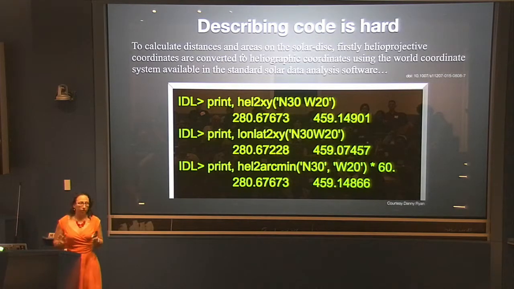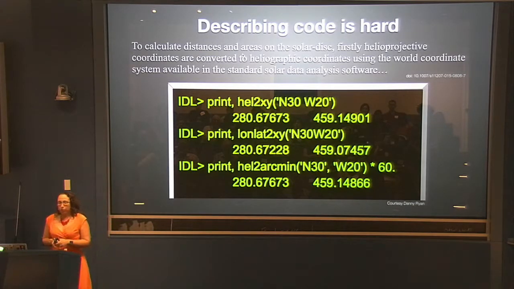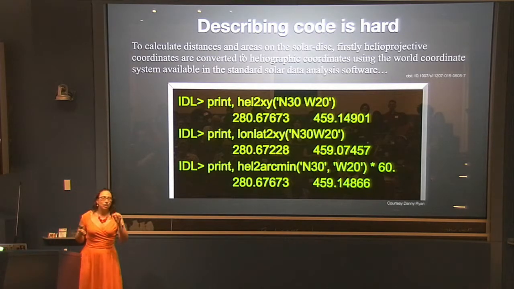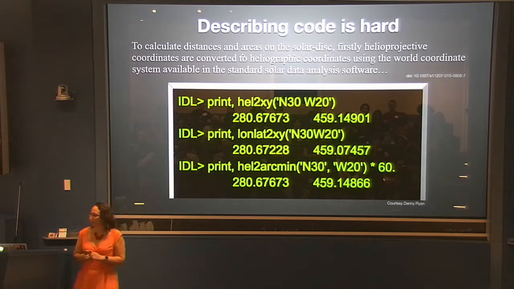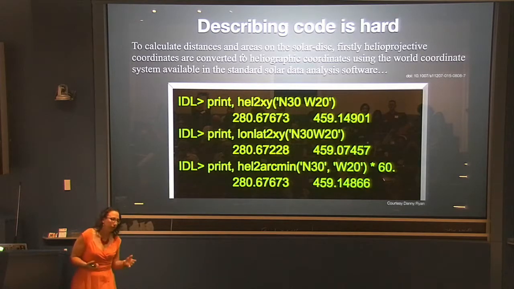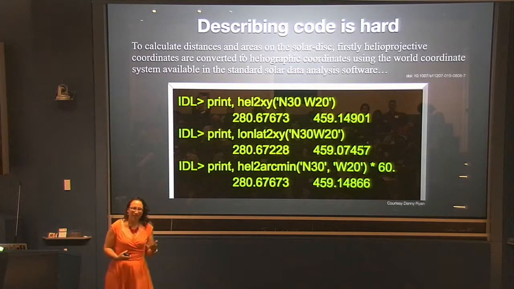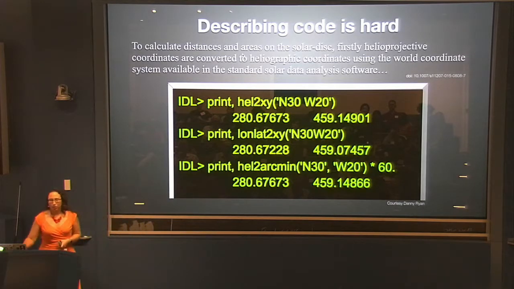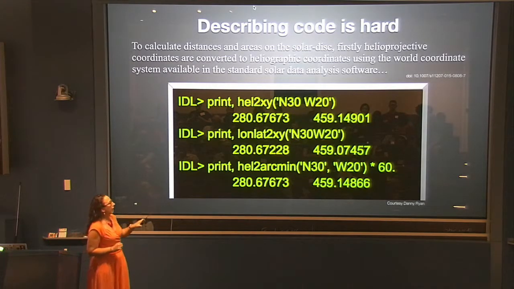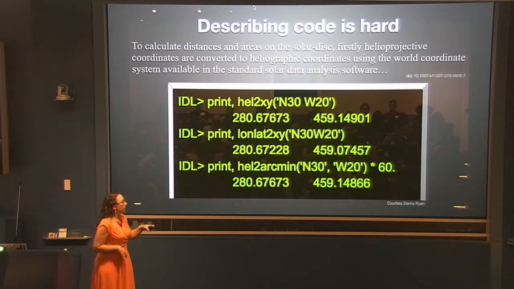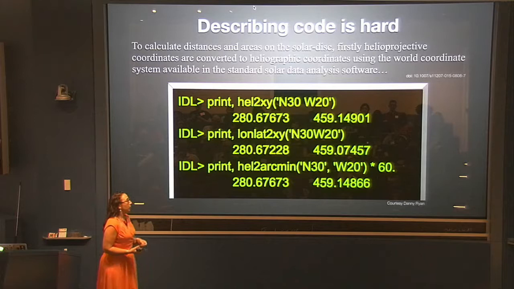Okay, so they did a coordinate conversion. Fine, they said that they did it using the world coordinate system available in the standard solar data analysis software, without providing any other information about which script or which version of the script or which date of the script. And so Danny points out that there are 3 different ways to do this conversion in the standard solar data analysis software, 3 different ways that give 3 different results. And so you can see that 459.149 is significantly different than 459.07, which is again significantly different than 459.1486.